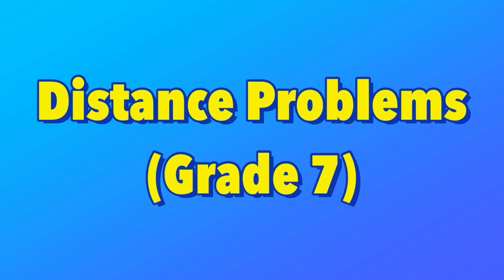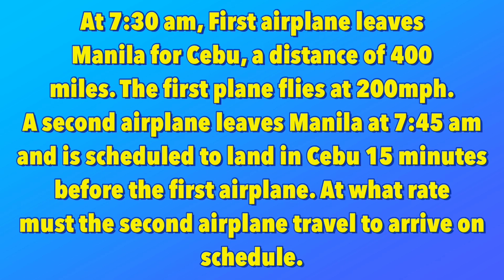At 7:30 a.m., the first airplane leaves Manila for Cebu, a distance of 400 miles. The first plane flies at 200 miles per hour. A second airplane leaves Manila at 7:45 a.m. and is scheduled to land in Cebu 15 minutes before the first airplane. At what rate must the second airplane travel to arrive on the schedule?